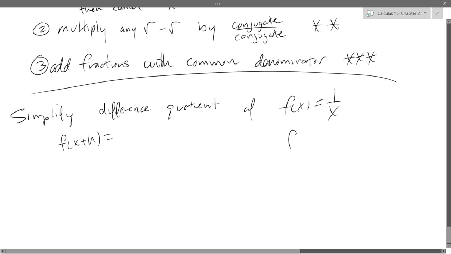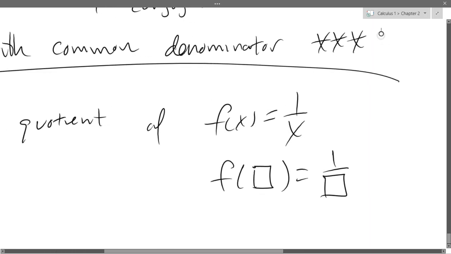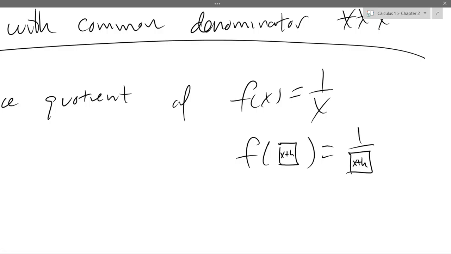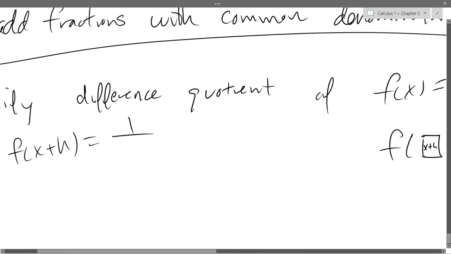So again, if you have trouble seeing plugging in anything other than x, all you have to do is use the box notation. It seems sort of stupid, but it works really well. So f of x is 1 over x, so f of a box is 1 over the box. So all I'm going to do is put x plus h inside the box. No more brain cells are required than that. No magic is happening. So again, not 1 over x with an h added on the end. Not okay.